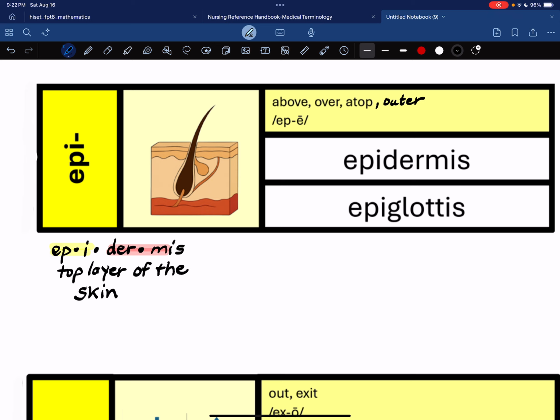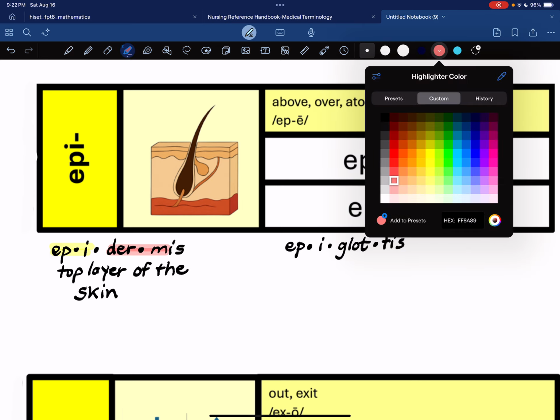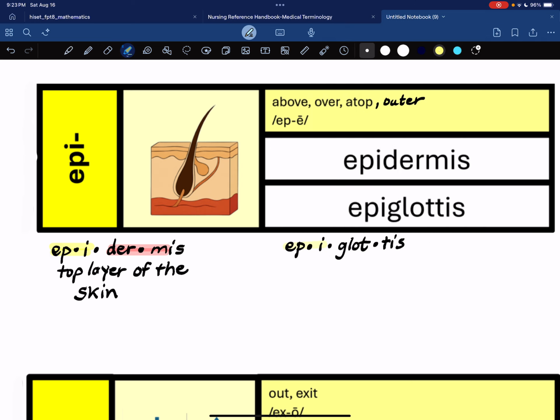This next word is just a little bit tricky, but let's tackle it. We have glot. And you know you break between double consonants with syllables. Epiglottis. In this context, epi is above, over, atop.